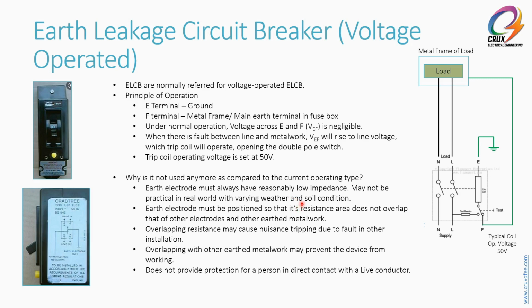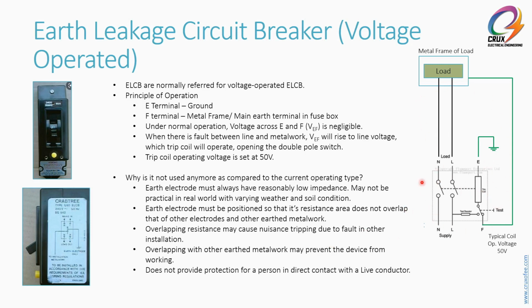People don't really check in the practical world, especially at homes, and if you have very dry soils, the resistance will go up higher. So when there's a leakage somewhere, it may not be detected because the voltage across E and F is not big enough to trigger the trip coil. Second, the earth electrode must be positioned so that its resistance area does not overlap that of other electrodes, because the overlapping resistance may cause nuisance tripping.